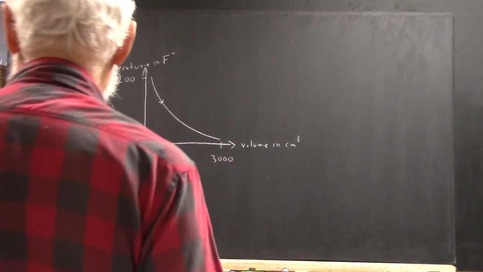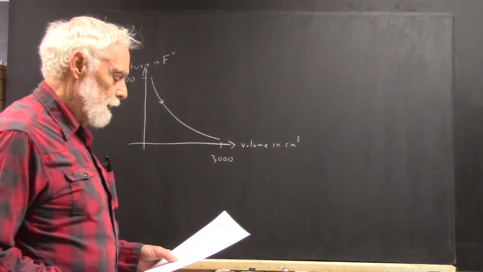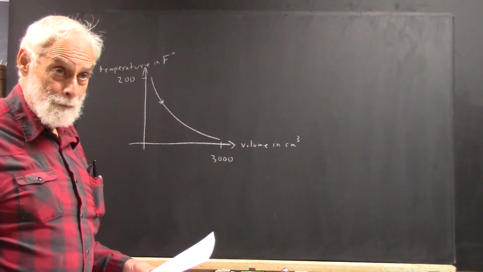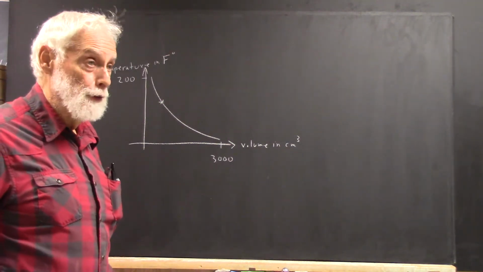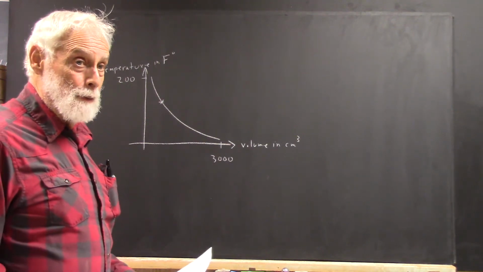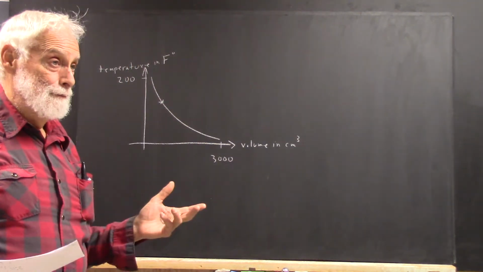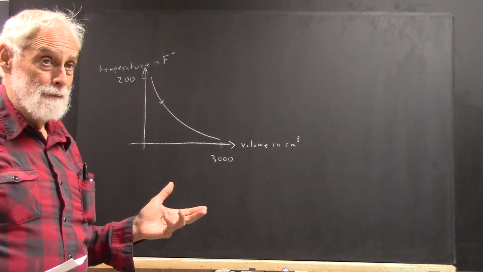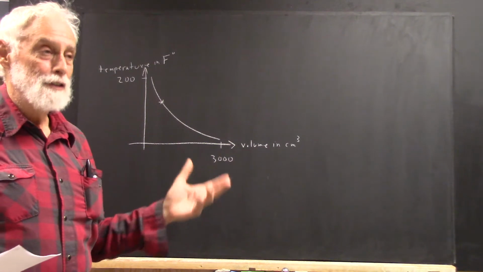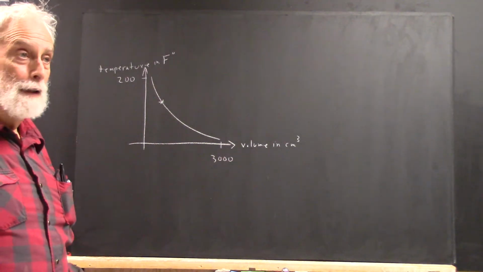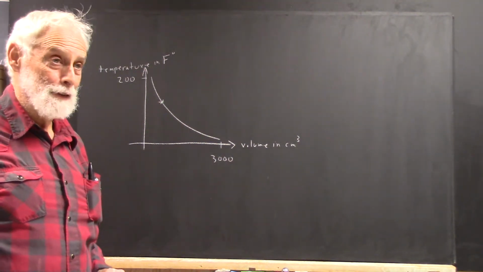Okay, so we're looking at objective 10, which says interpret graphs given the meanings of the quantities represented on the two axes, right? So the phrase I want to focus on is the meanings of the quantities represented on the two axes. Okay? What's the meaning of the quantity represented on that vertical axis? Somebody tell me. Is it temperature? It's a temperature, and it's in Fahrenheit degrees, right?